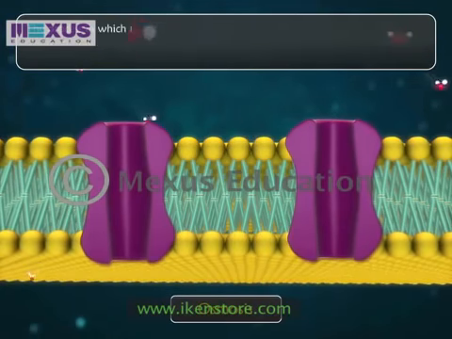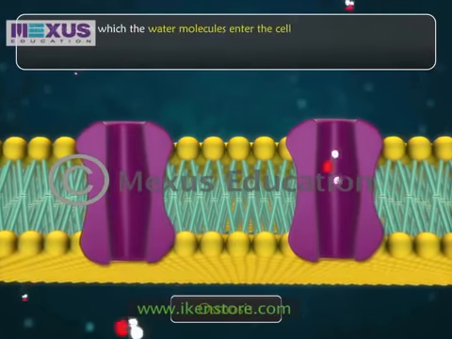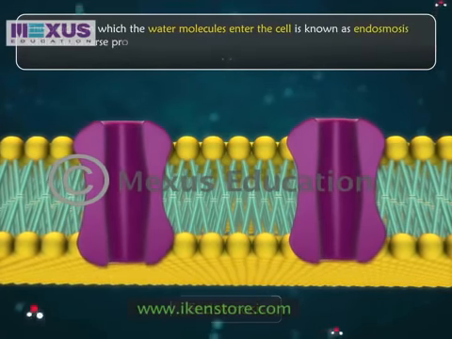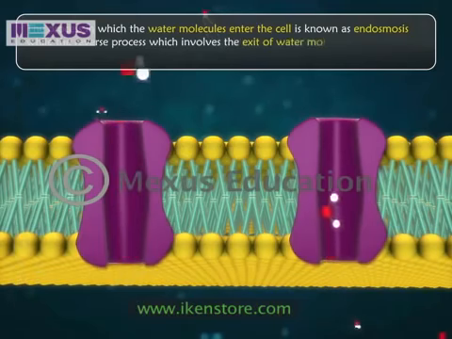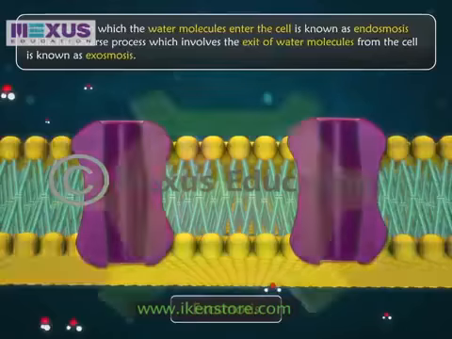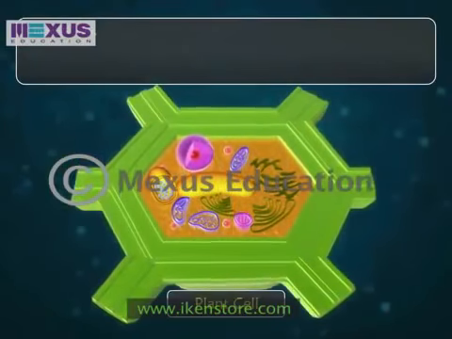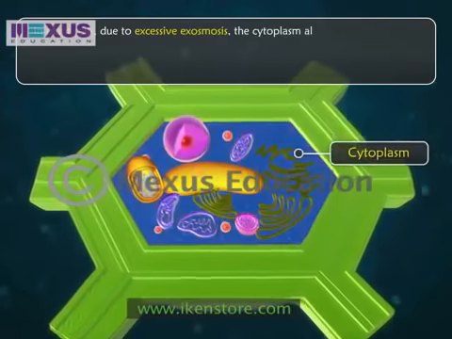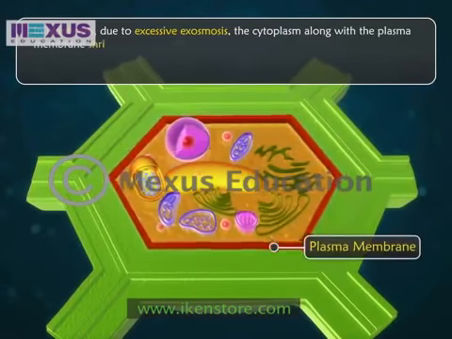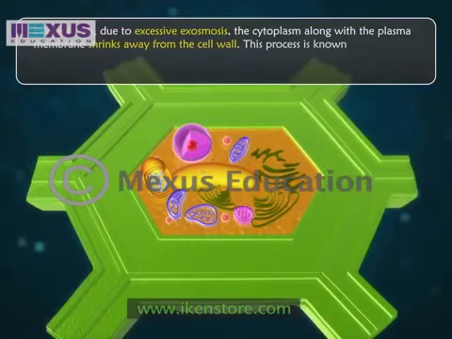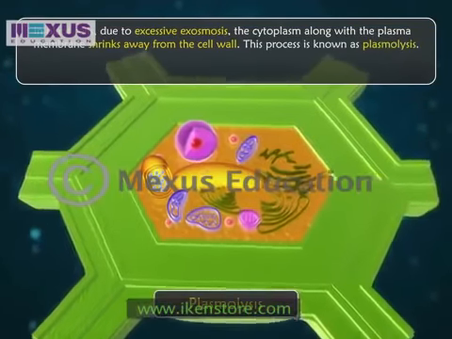The process in which the water molecules enter the cell is known as endosmosis, while the reverse process, which involves the exit of water molecules from the cell, is known as exosmosis. In plant cells, due to excessive exosmosis, the cytoplasm, along with the plasma membrane, shrinks away from the cell wall. This process is known as plasmolysis.